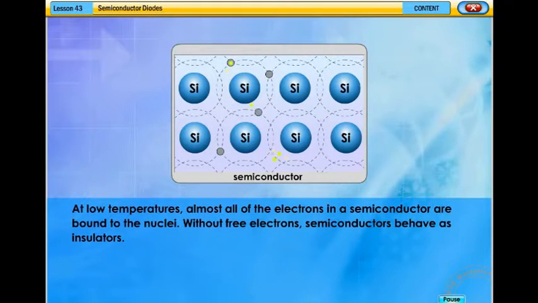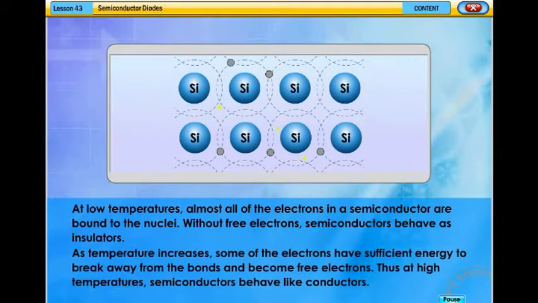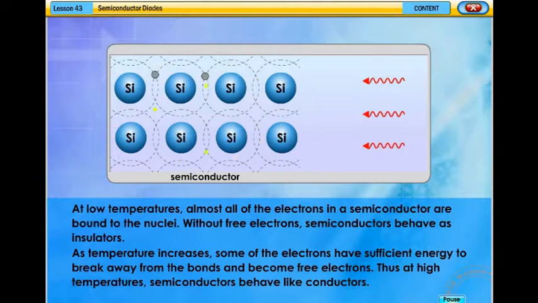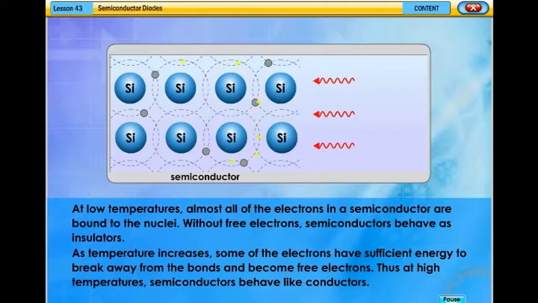At low temperatures, almost all of the electrons in a semiconductor are bound to the nuclei. Without free electrons, semiconductors behave as insulators. As temperature increases, some of the electrons have sufficient energy to break away from the bonds and become free electrons. Thus, at high temperatures, semiconductors behave like conductors.